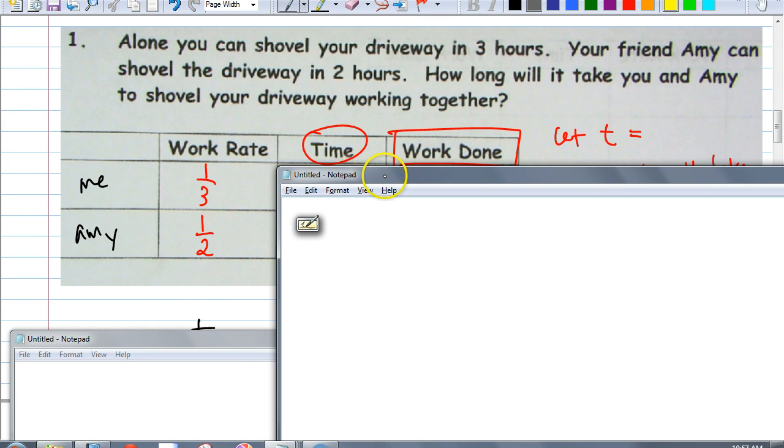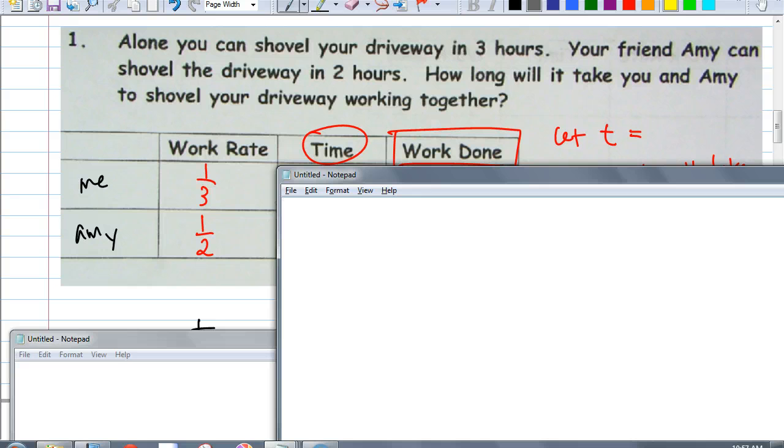Now, for this time, I saw a lot of people put down for me 3 and Amy 2. Would that be right? No. Why not? Which time are we talking about here? I even circled this. Am I talking about the time it takes me to do the whole job by myself? No. I'm interested in the time that it takes together. So who thinks they know what to plug in? Because I saw a lot of you wrote down 3 and 2 there. That's not right, because if you did, then you don't get any kind of equation.